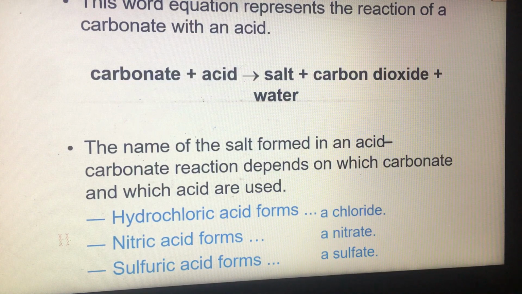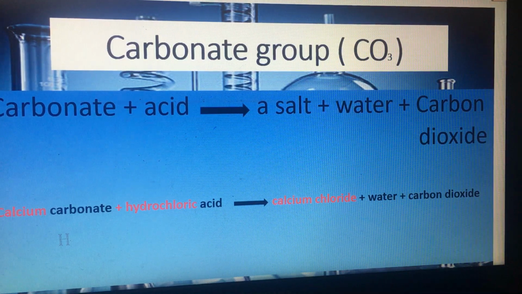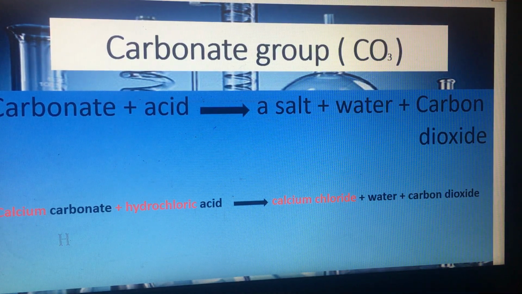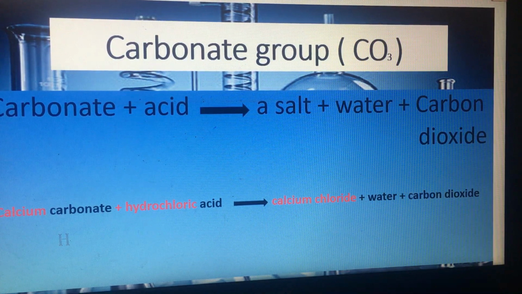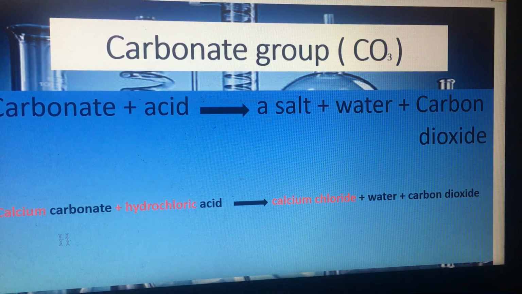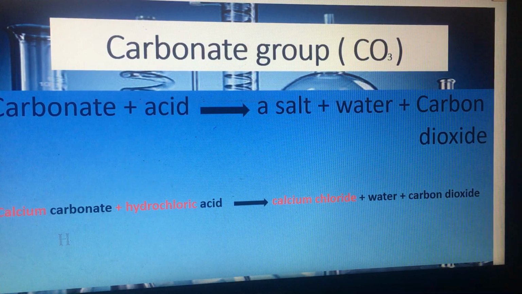So as you watched in the video, he reacted calcium carbonate with hydrochloric acid to produce a salt. Here the type of the salt depends on the type of the carbonate and the acid. So we have calcium carbonate, so the name of the salt will start with calcium, and the acid, hydrochloric acid, when it reacts with anything, it will turn into chloride. So calcium chloride is a salt, and then it will produce water and carbon dioxide.